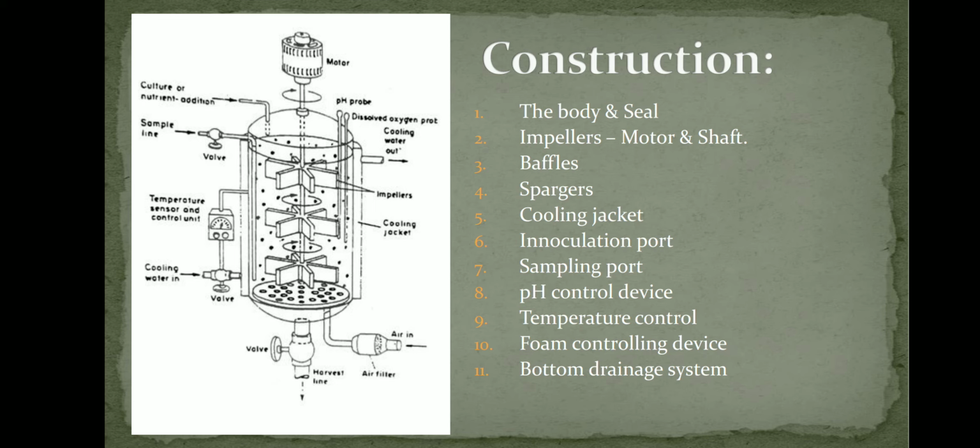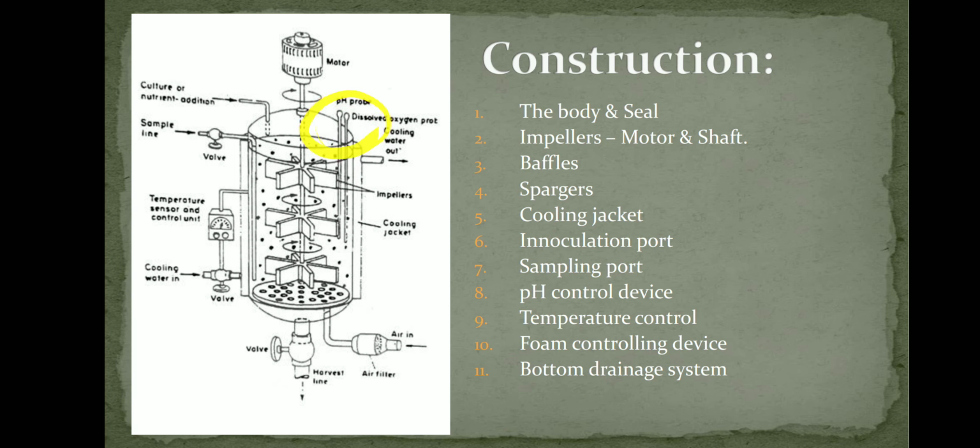And then we have an inoculation port through which the microorganism will be inoculated for the fermentation to take place. And then we also have a sampling port. As I told you, at regular intervals the samples are collected and tested for acid production or alkali production or the product formation. And then there is a pH control device as well.